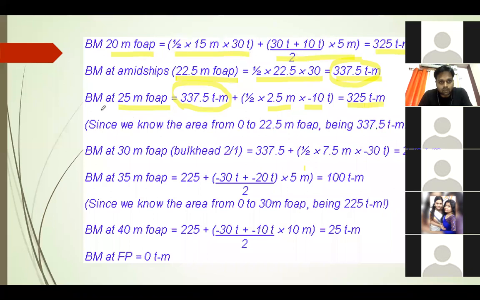So we have calculated up to 25 meters. Again, when you want to calculate BM at 30 meters, in a similar fashion, we have calculated up to 22.5. We know it is 337.5. We need to calculate for the remaining 7.5 meters.